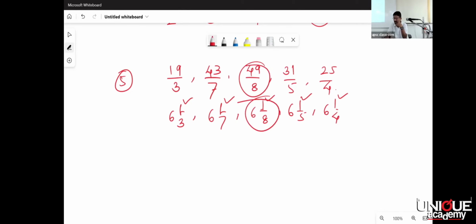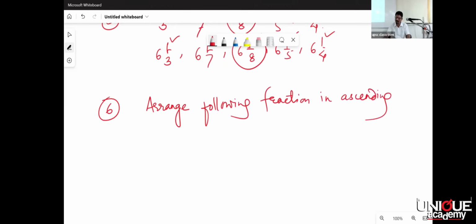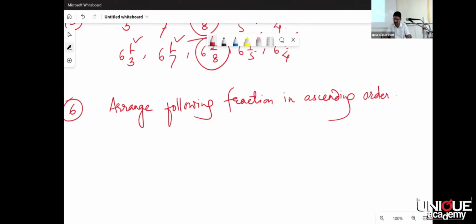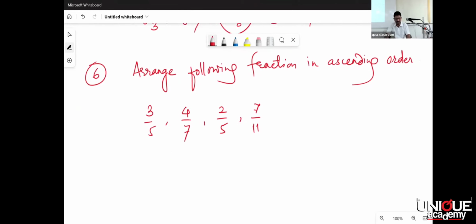Is it clear? Got this? Okay. Then the last question from this comparison point of view, I would like you to write down. Arrange the following fractions in ascending order. Ascending order means from smallest to greatest. So 3 upon 5, 4 upon 7, 2 upon 5, 7 upon 11. Please take these 4 fractions only.